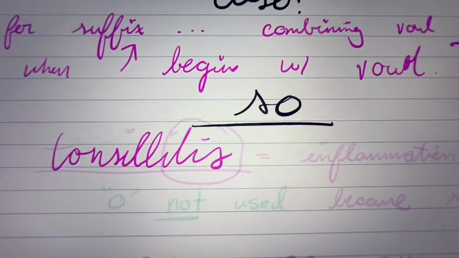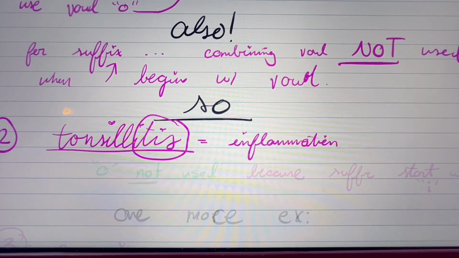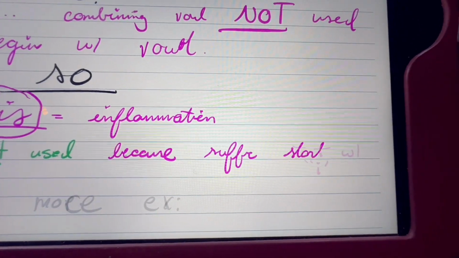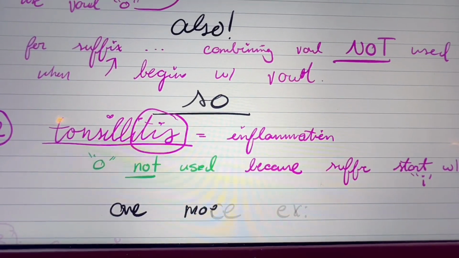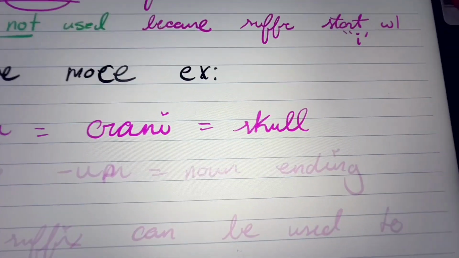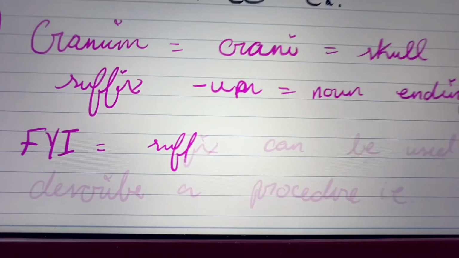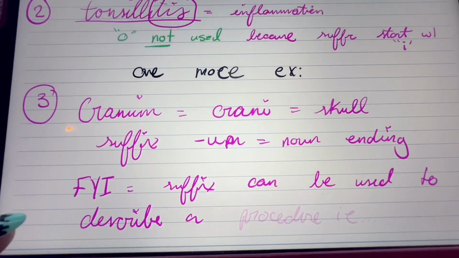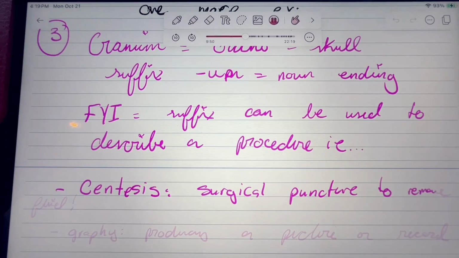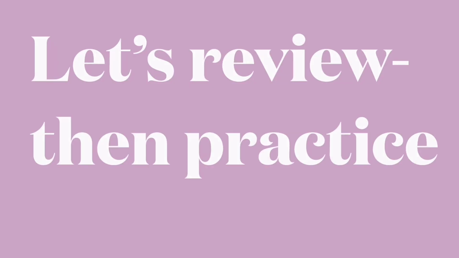For example, tonsillitis: itis means inflammation, and because it starts with an I, the O is not used, since the suffix starts with a vowel. Here's one more example, cranium. Crani means skull, and the suffix is a noun ending. FYI, suffixes can also describe a procedure, such as centesis, a surgical puncture to remove fluid. As for graphy, it means to take a picture or record.